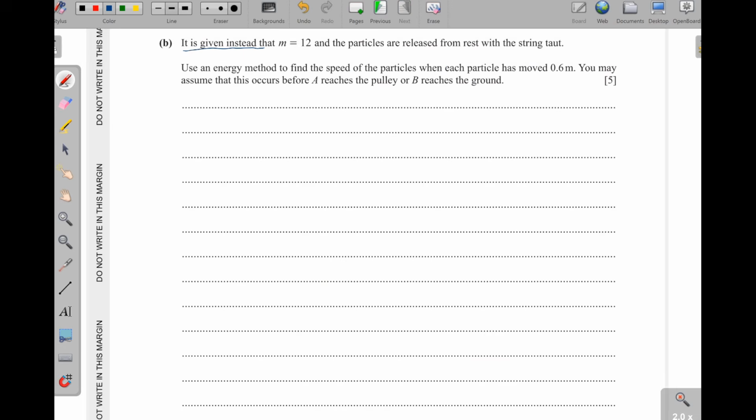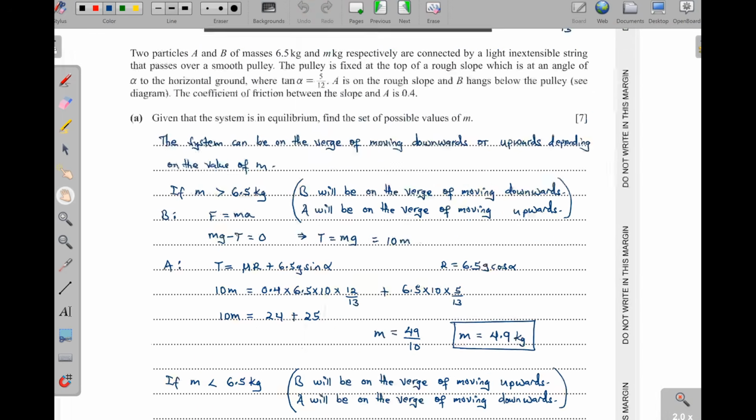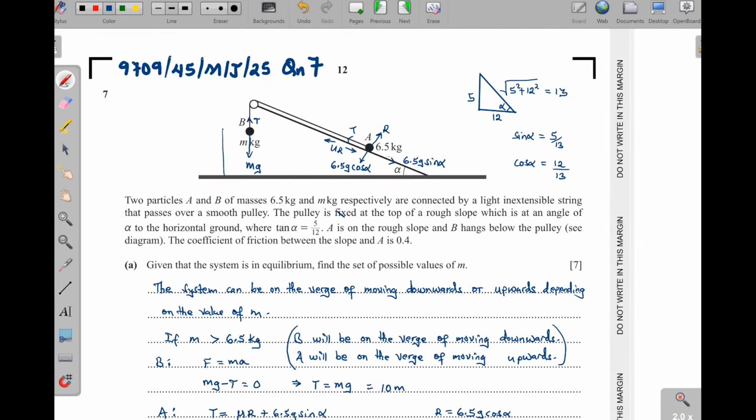Part B, given instead that m is equal to 12 and the particles are released from rest with the string taut. Use an energy method to find the speed of the particles when each particle has moved 0.6 meters. You may assume that this occurs before A reaches the pulley or B reaches the ground. Now you can see here that m, which is 12, is bigger than the mass of A, which is 6.5. So this implies that B will be moving down. That's why they are saying that A does not reach the pulley and B does not reach the ground.